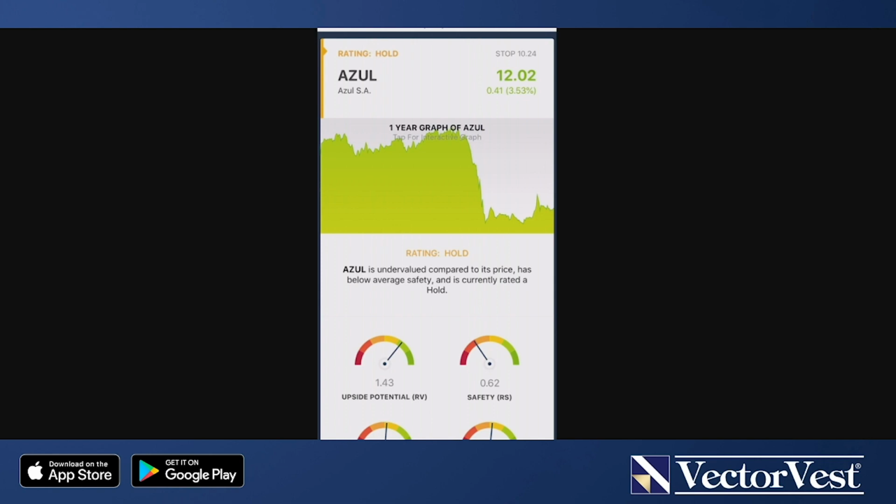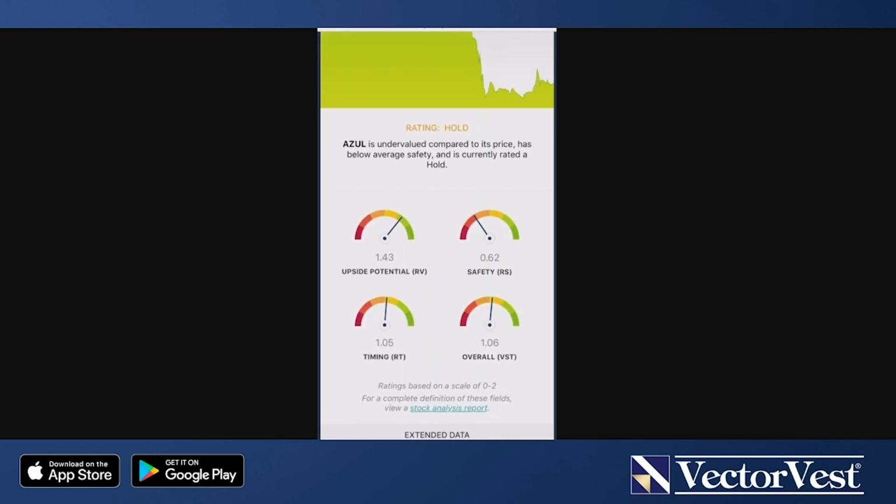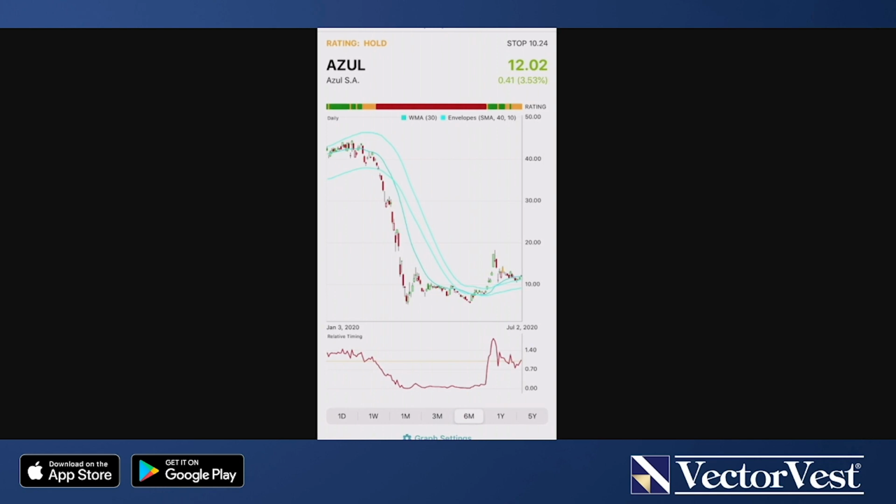All right, AZUL. Good long-term potential. A lot of risk associated with it, though. You do have the short-term trend of the stock is pretty much flat, so not really making you money, not really losing you money right now. Overall, the stock's about average, a little bit better than average, but not by much.